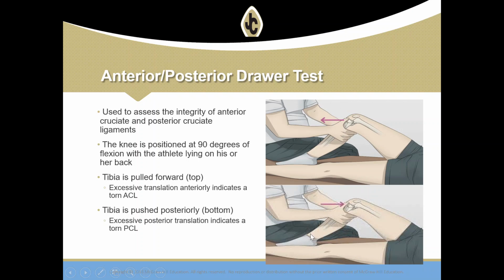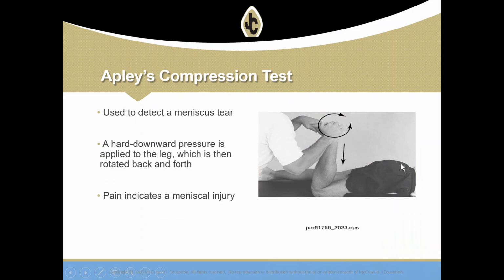Conversely, we're going to do the same position, and we're going to push backward or posteriorly. Again, remembering the PCL is supposed to limit posterior motion of the tibia on the femur. If that happens, then we're worried about a PCL tear, or at least an injury. Apley's compression test. This is helping to detect a meniscal tear. So we're pushing down and twisting. So you can imagine as that meniscus sits on the tibial plateau, we're driving that down into the femur and twisting it. If there's an injury there, that's going to hurt.